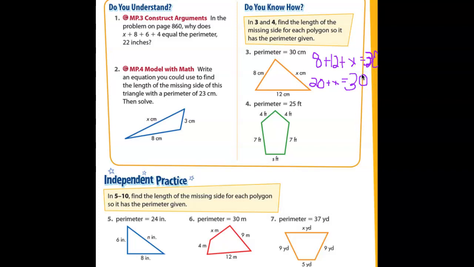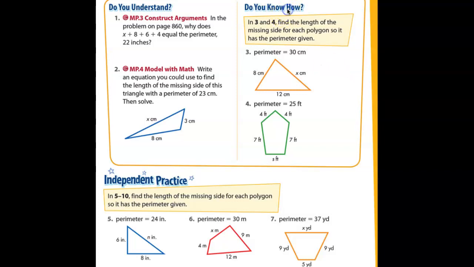So now I know that if the total distance around is 30, and I know that these two sides are 20, I can say 30 minus 20 is equal to 10. So there's 10 left over. So that side is 10 centimeters. So this side right here is 10 centimeters.